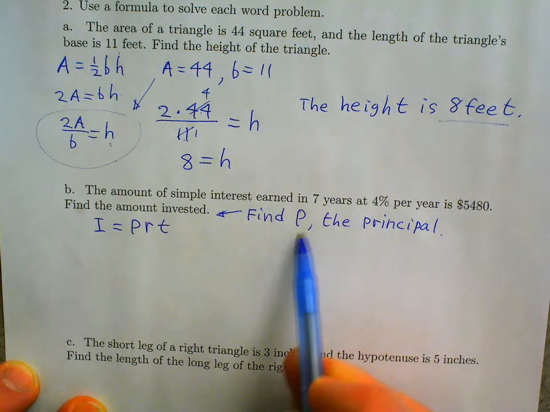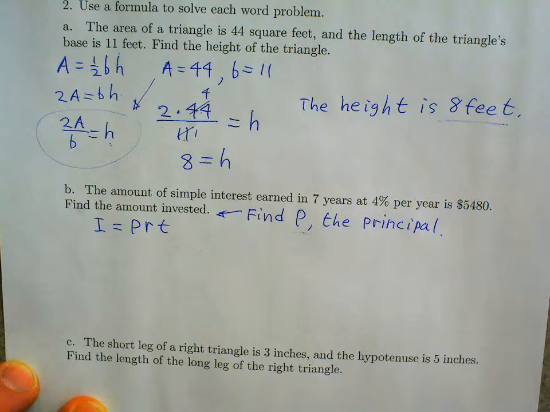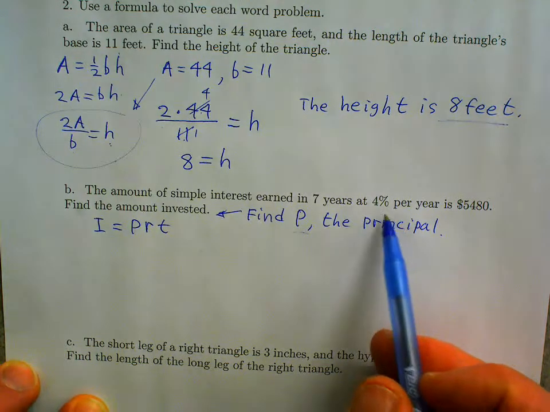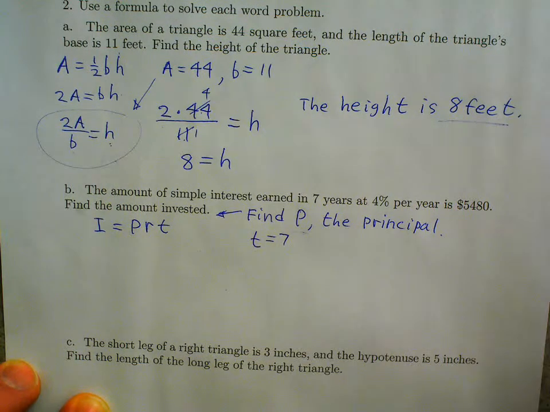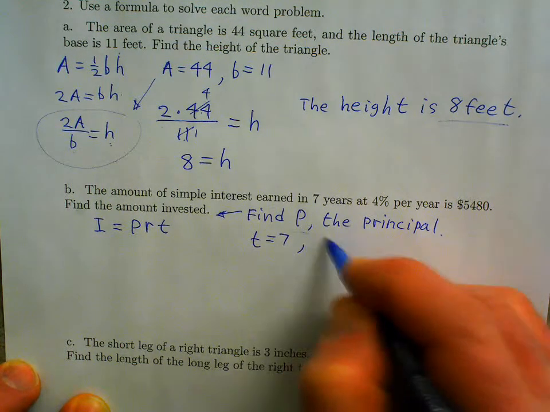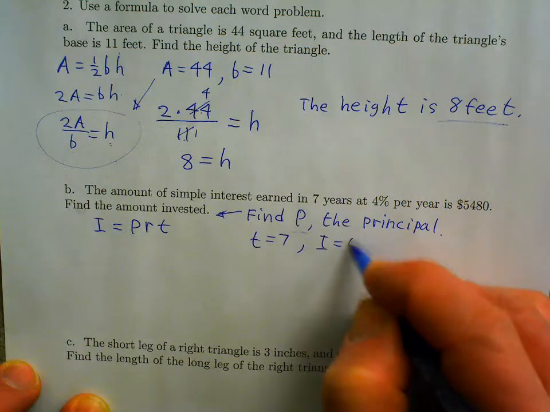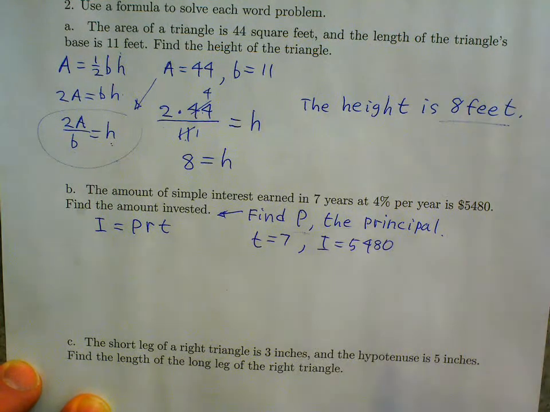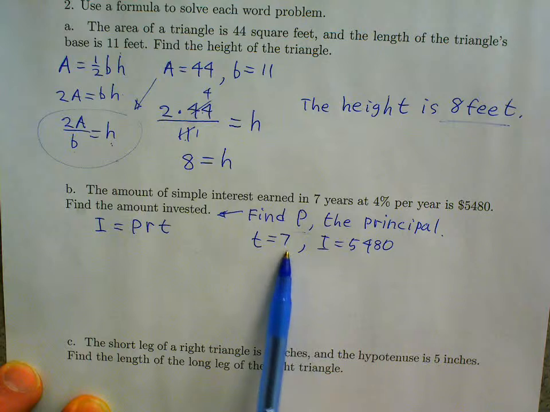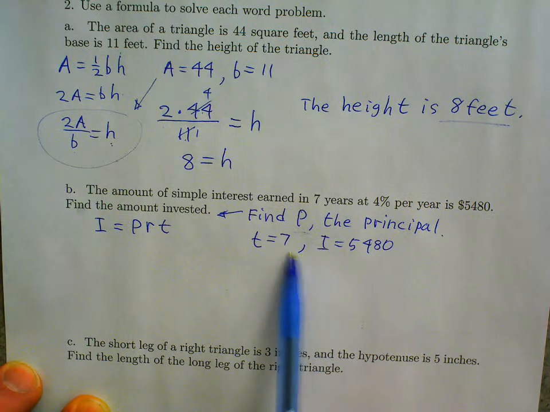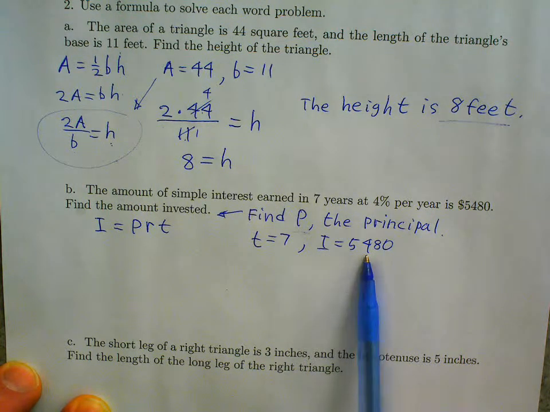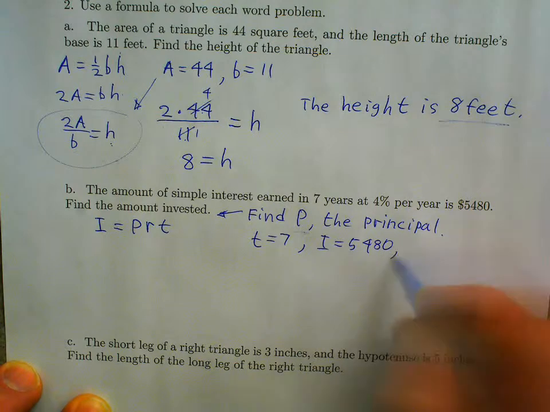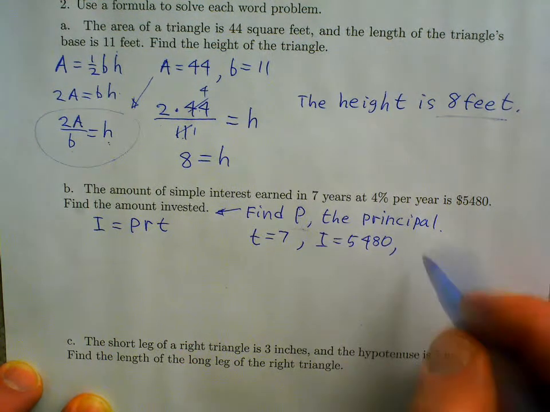The principal is just the amount invested. Okay, so in this one, T is given to be 7 years. Capital I is given to be 5,480. When we're doing the arithmetic, we can omit writing down the units. So we'll just write down T equals 7 and I equals 5,480. What is the value of R?